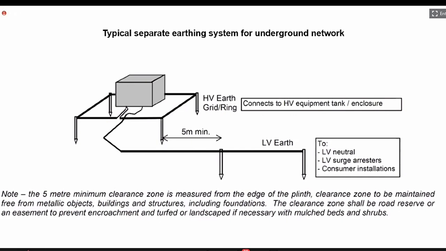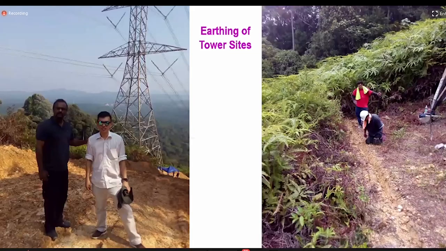Okay, finally, I don't have much time to go into the details of this. One of the biggest headaches of power company people is to get low earth resistance at tower sites. There are various reasons for that. If the tower is on flat land, say close to a paddy field, then most often you can very easily achieve a low earth resistance.